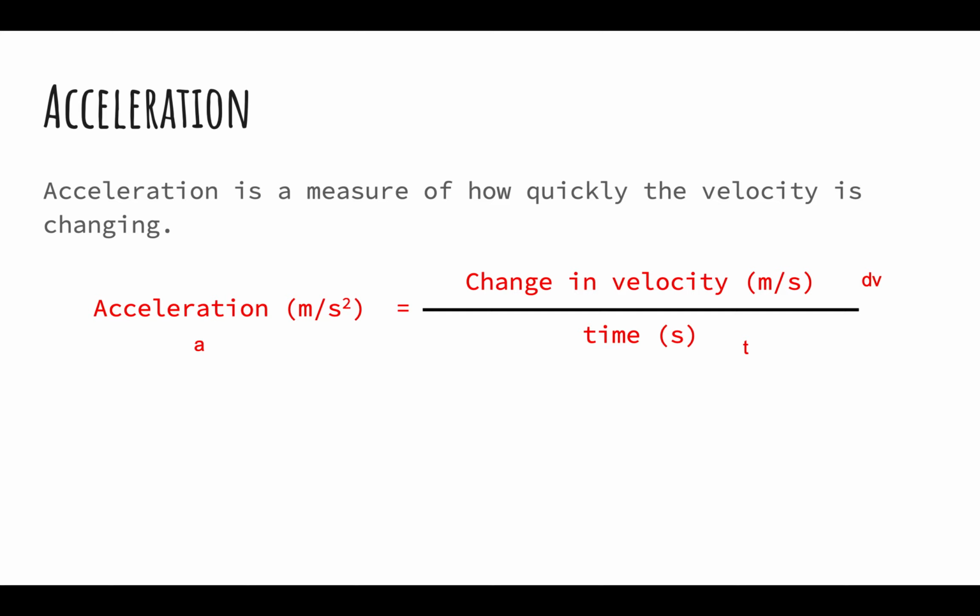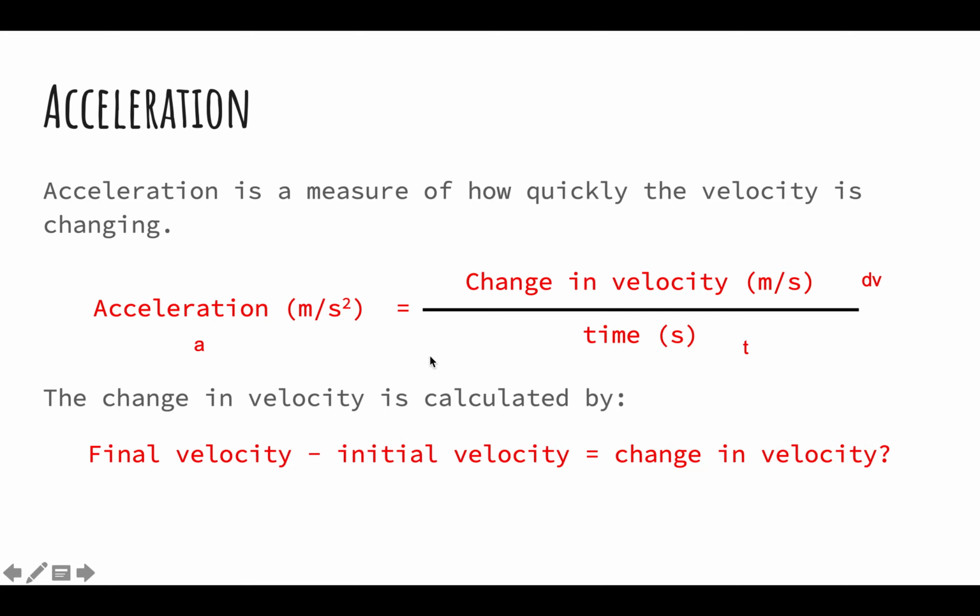Okay, so we're going to expand on this equation, and also we have some symbols for this equation. The symbol for acceleration is A. The symbol for change is D, which is really shorthand for a Greek letter delta. Don't worry about that. It means a change in. And V is velocity and time is T. Okay, so change in velocity really is final velocity minus initial velocity. So often we need to calculate the change in velocity to work out the acceleration.